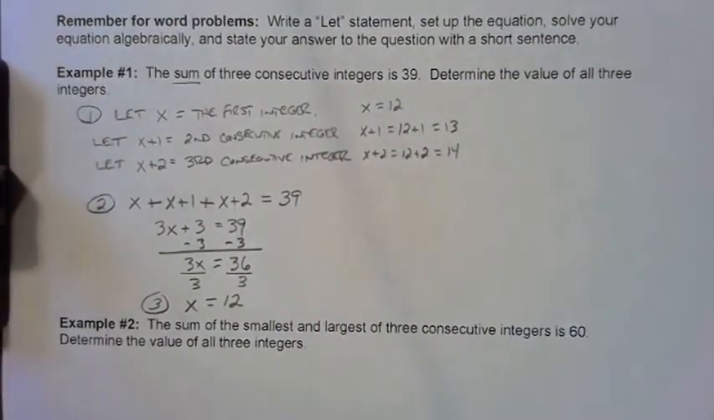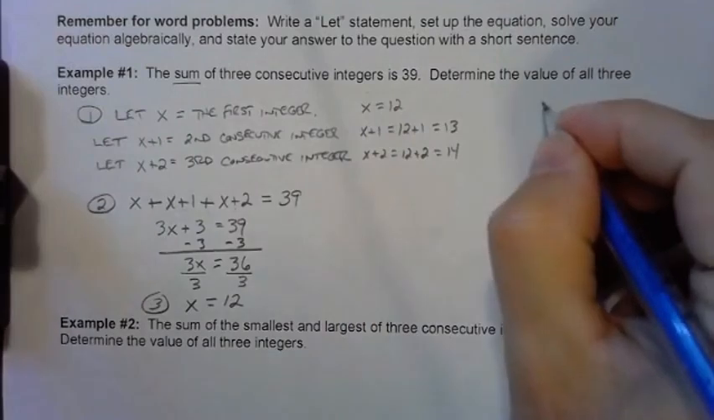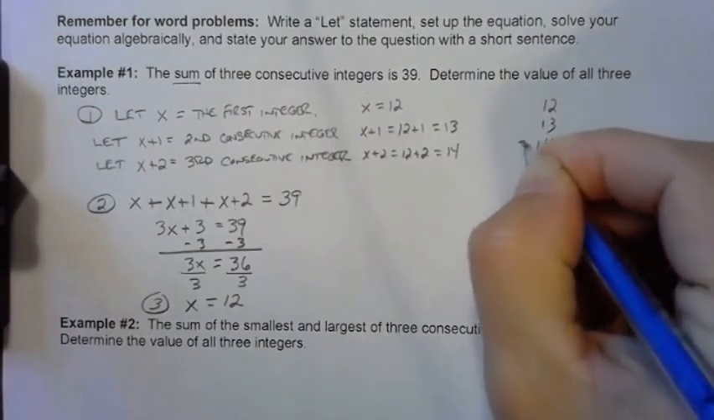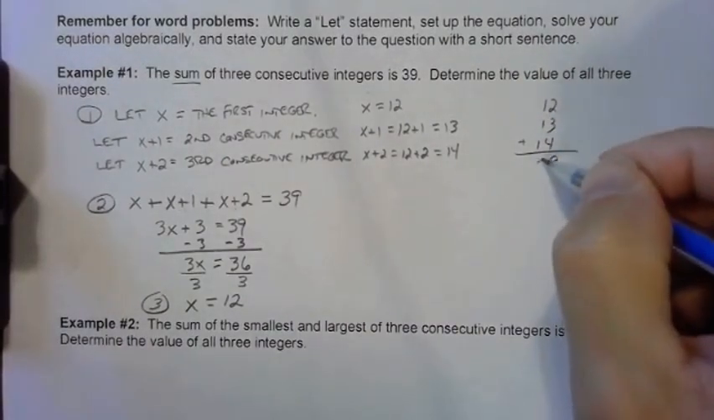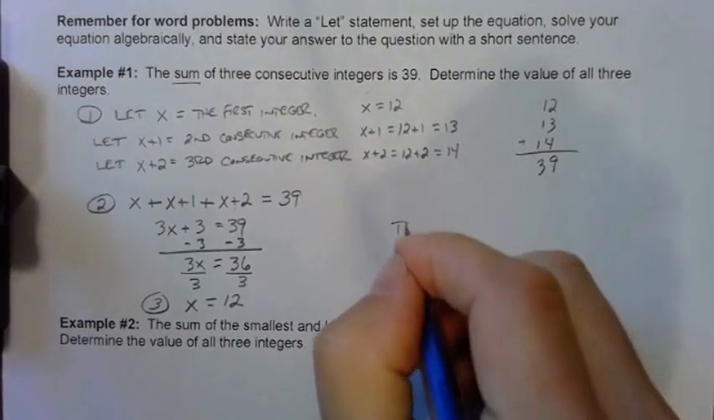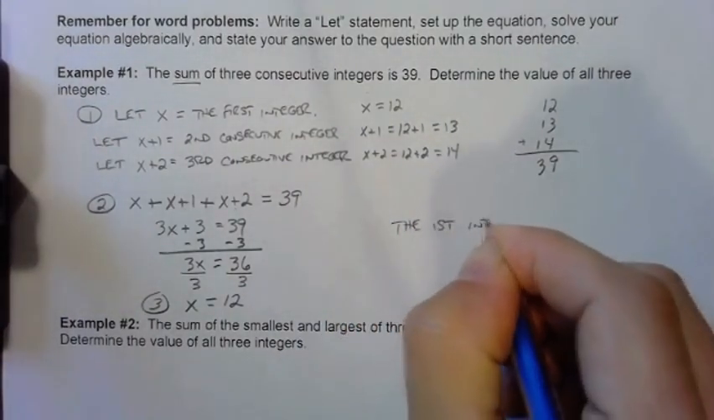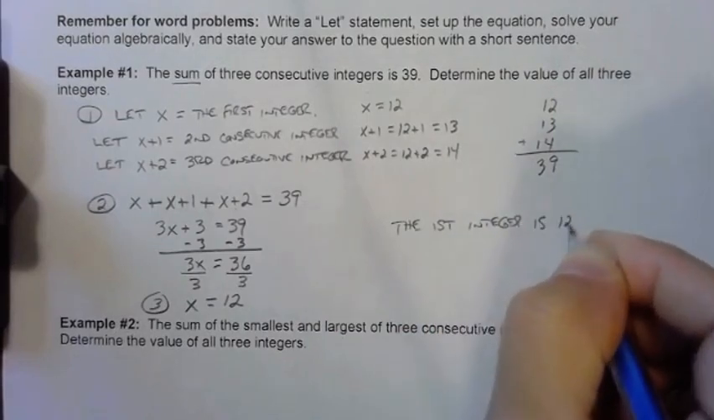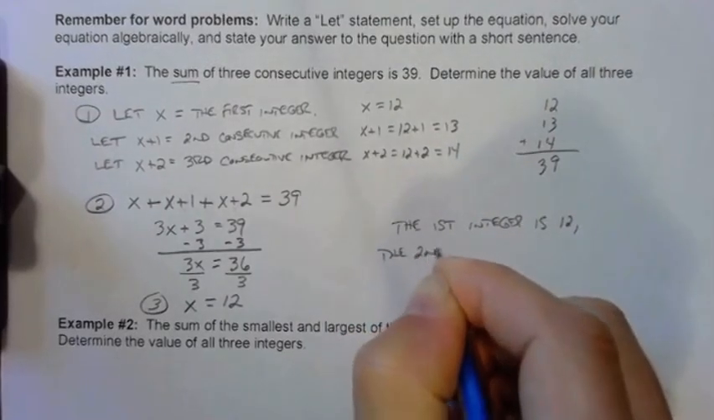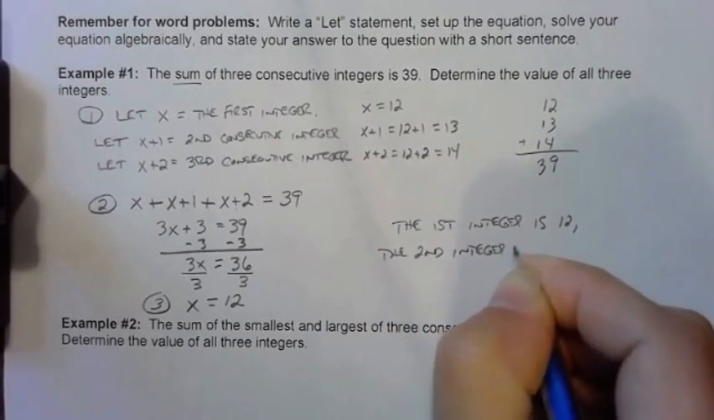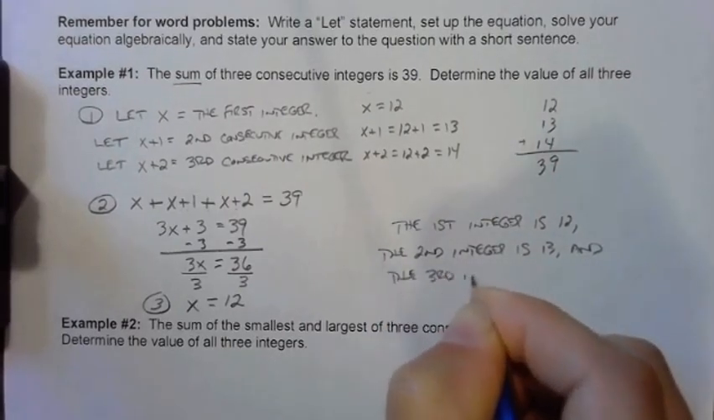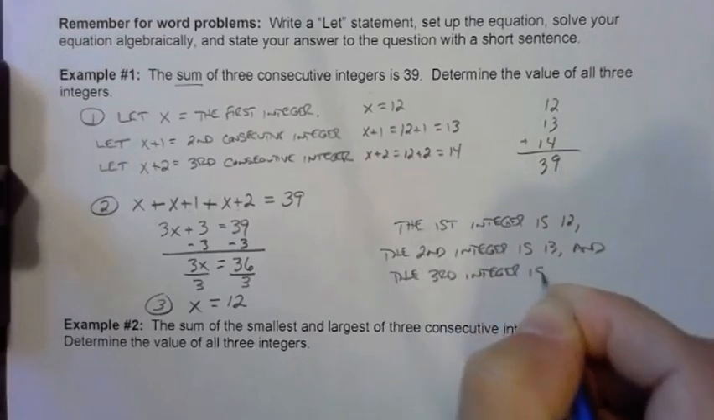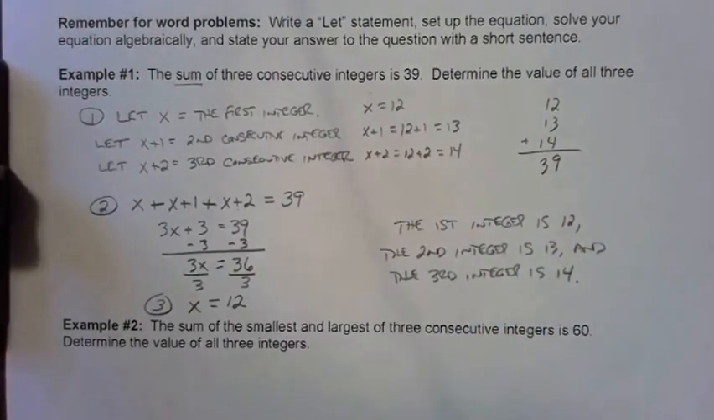So if I add these three numbers together, I should end up with 39. Well, 12, 13, and 14, if I add them together, 2 plus 3 is 5, 5 plus 4 is 9, 1 and 1 is 2, so that's 39. I know it works out. So I can say the first integer is 12, the second integer is 13, and the third integer is 14. 12, 13, and 14 have a sum of 39.